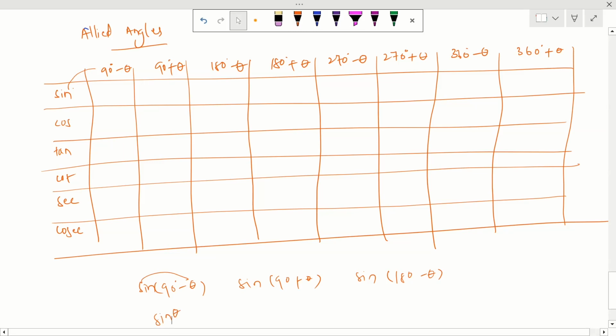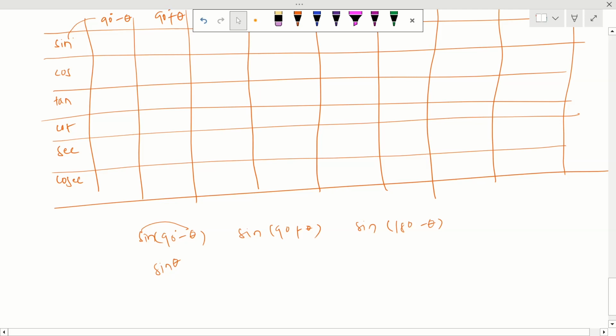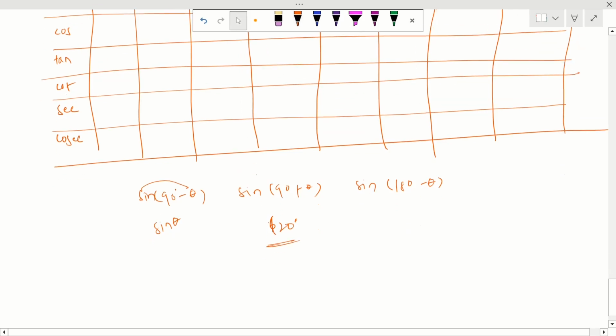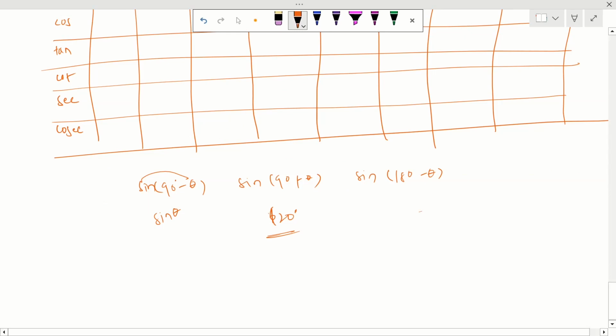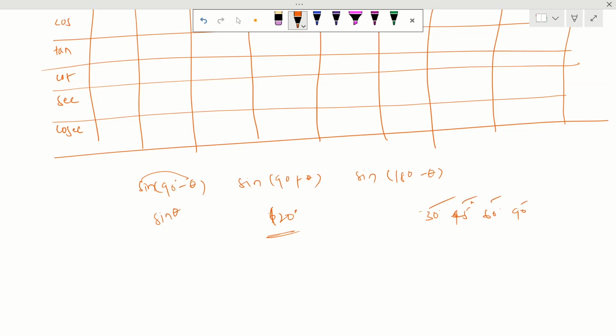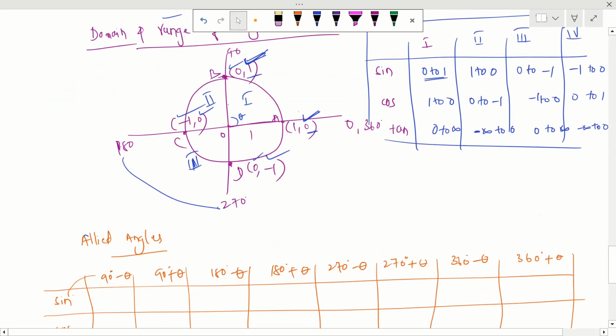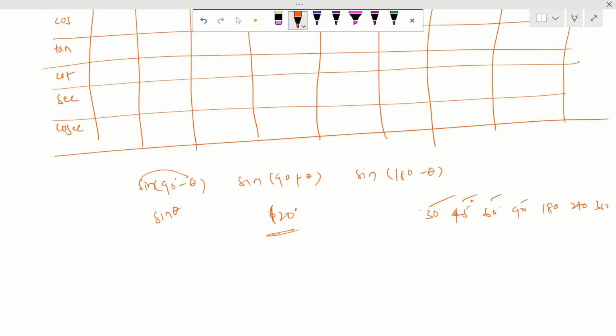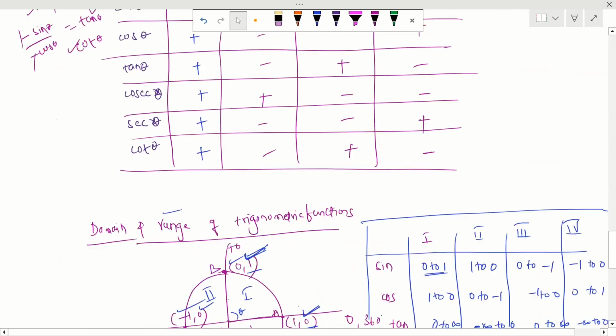Okay, so these will be helpful for writing the values directly. Suppose if 120 degrees is given, how can we find it? From the tables we have discussed, we only know the values of sine for 30 degree, 45 degree, 60 degree, 90 degree, and the next is 180, 270, and 360. Only these values we have written in the table. Understood?